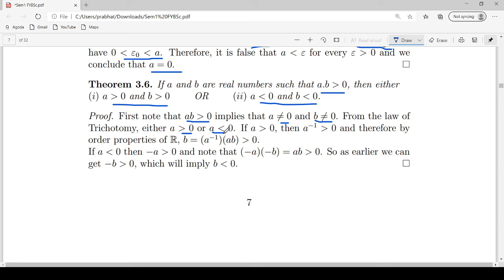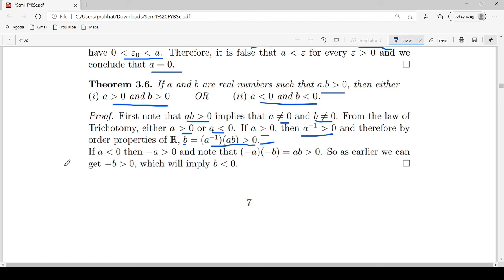Now consider the case when A is greater than 0. If A is greater than 0, we have proved in this video itself that A inverse is also greater than 0. Therefore, by using the order properties of R, that is, the product of two positive real numbers is positive, you can say A inverse times AB is positive. AB is positive, A inverse is positive, therefore the product A inverse times AB is greater than 0. Now this product is equal to B because A inverse into A is 1 and 1 times B is B. So it proves that if A is greater than 0, then B is also greater than 0.